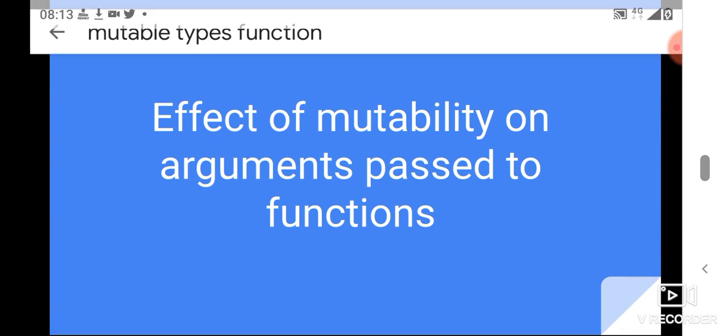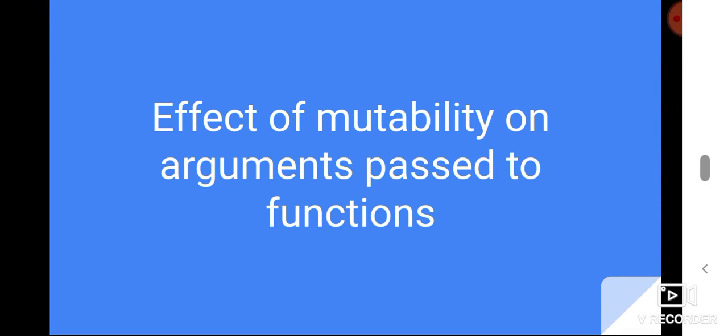Hello students, in this video we'll discuss the effect of mutability or immutability of data types when they are passed as arguments to functions. You see, we know that some of the data types are immutable like int, string, tuple, etc., and some are mutable like lists and dictionaries.